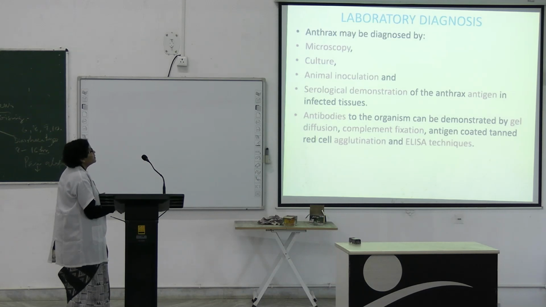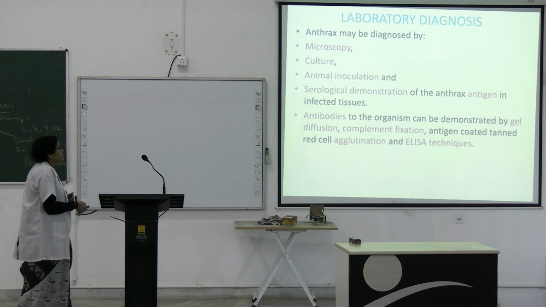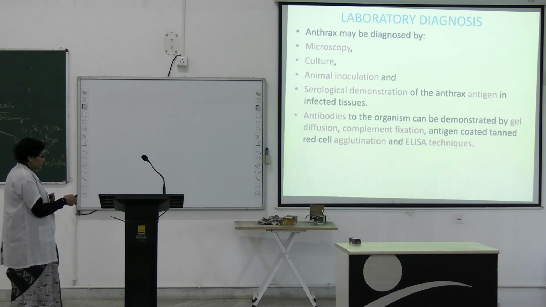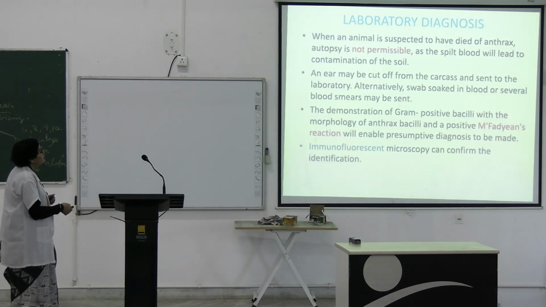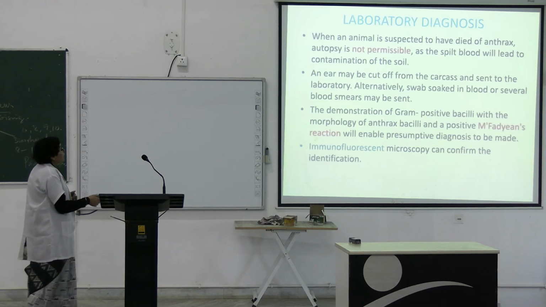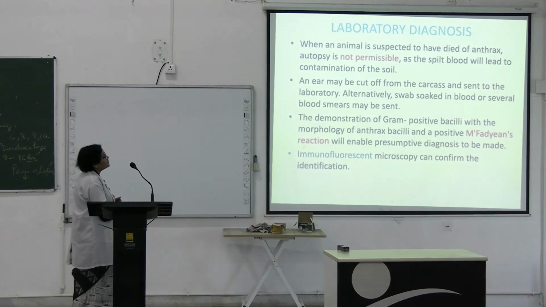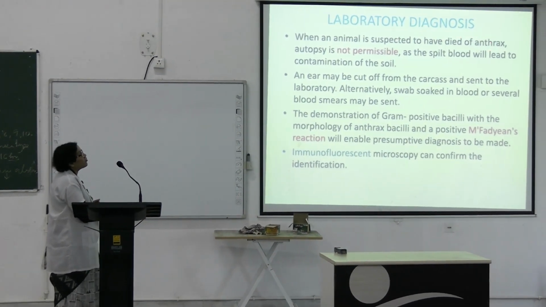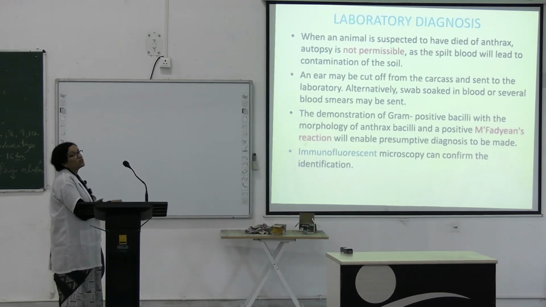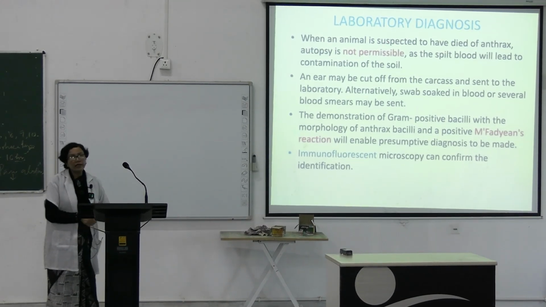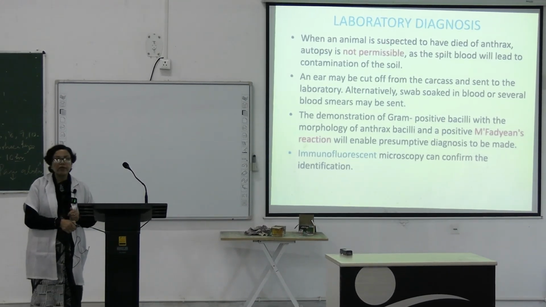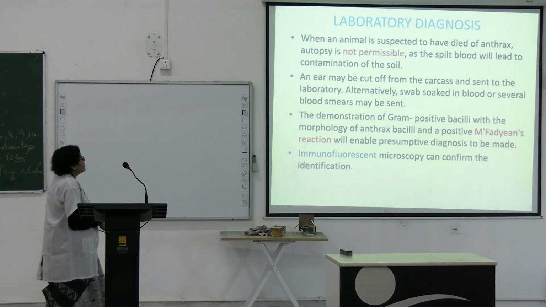Lab diagnosis: microscopy, culture, animal inoculation, serological test, antibody detection. When an animal is suspected to have died of anthrax, autopsy is not permissible. The dead body cannot be cut; autopsy means cutting the dead body, and it is not permissible.